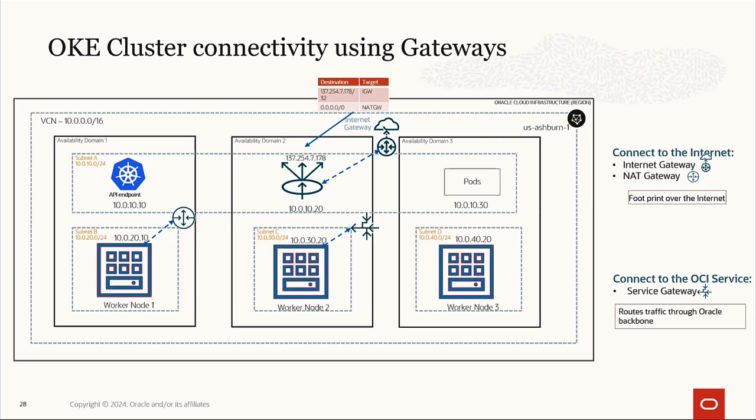So if you have your VPN to access the outside world, you do need a device called a NAT gateway. And finally, this takes us to what is called a service gateway.